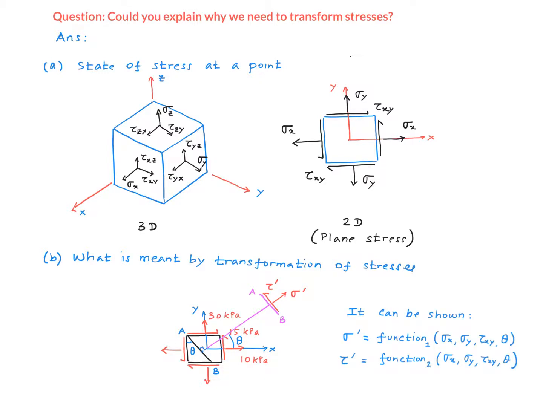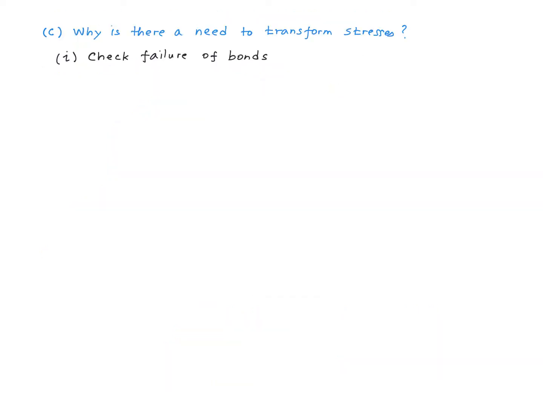It can be shown that sigma prime is a function of sigma x, sigma y, tau xy, and theta. And similarly, tau prime is a function, but a different function, of sigma x, sigma y, tau xy, and theta. And these functional relations are what are called the transformation rules. Now let's try to address the question of why there is a need to transform stresses. There are usually many reasons. Let's go over a couple of them here, starting with checking the failure of bonds.